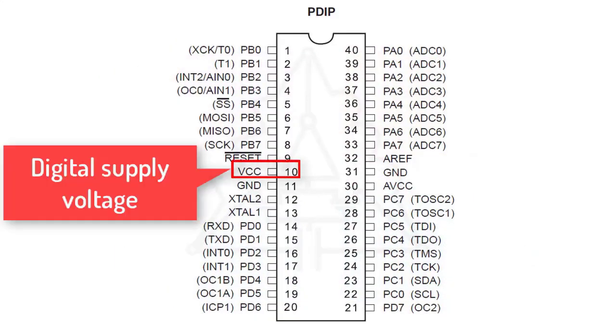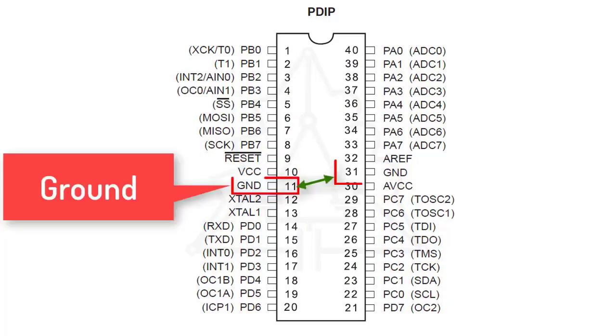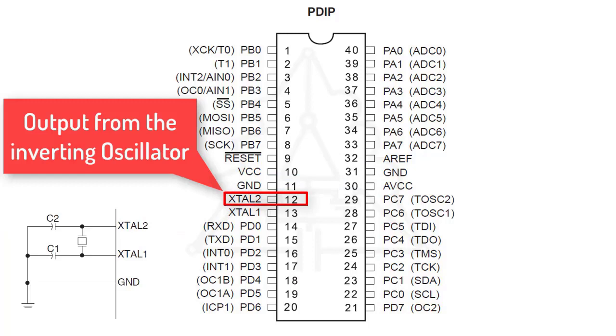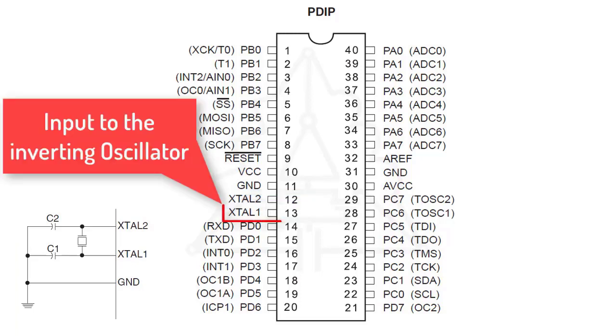Pin 10 is 5V power supply. Pins 11 and 31 must be connected to ground. Pins 12 and 13 are the input and output of the oscillator circuit. In this project, we are going to use the default internal oscillator with 1 MHz.